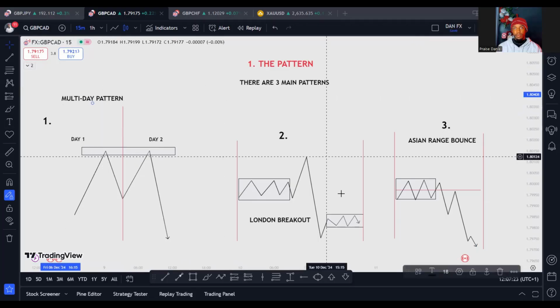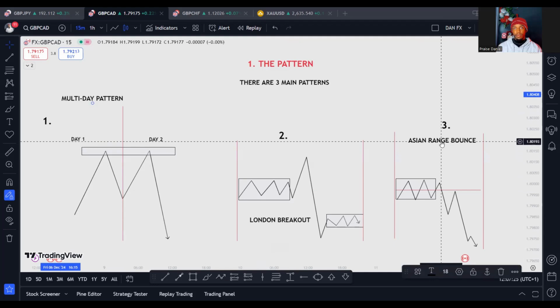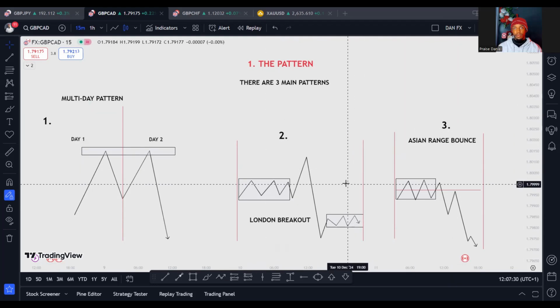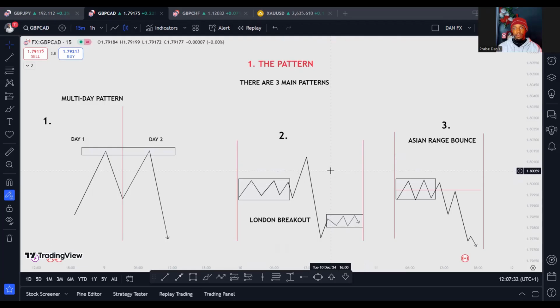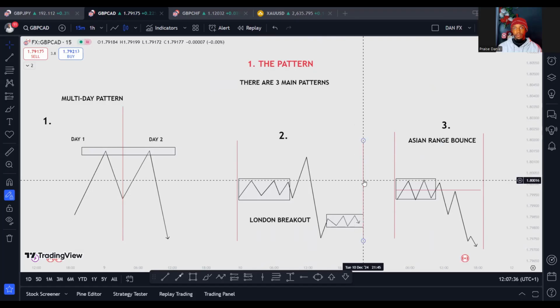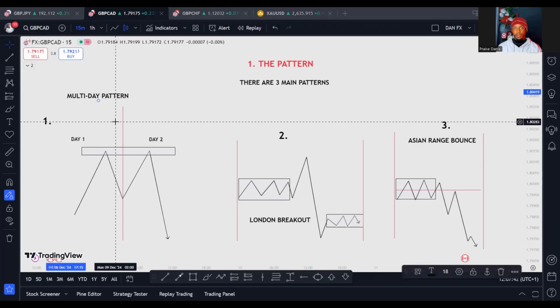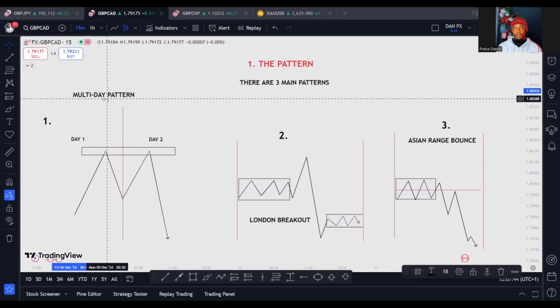If time permits, I might go through the London breakout and the Asian range bounce. If not, I'll just dedicate them to their own separate videos. I think it would be better to dedicate them to separate videos for proper understanding, because they are three completely different setups and they're traded in different ways. So the first one we're going to be dealing with in this video is the multi-day pattern. I'm going to be showing you how I trade the multi-day pattern, where to buy, where to sell, the structure behind it and everything. And then let's see where we go from there.